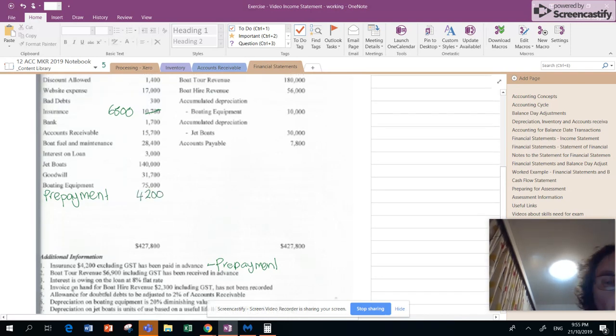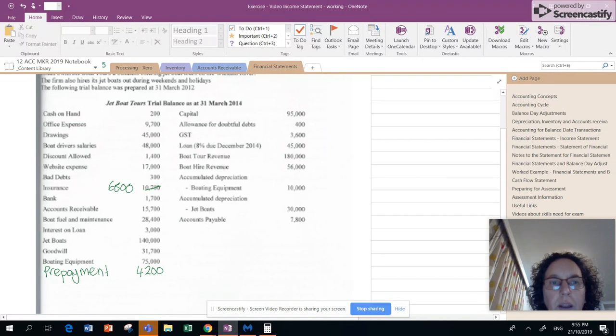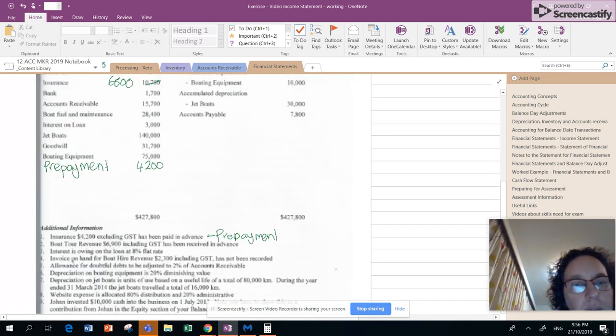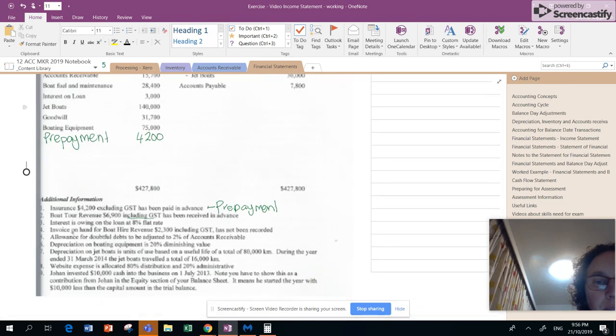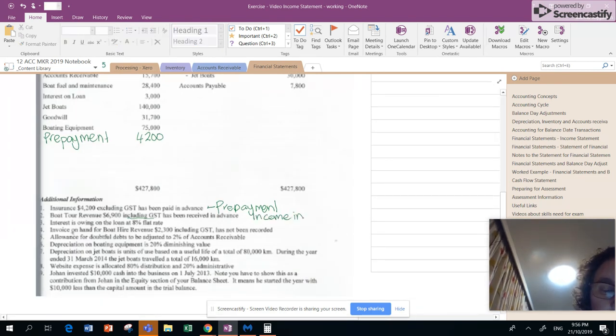So all our expenses are on the debit side of the trial balance, and all our income is on the credit side. Right, so the next one is boat tour revenue, $6,900, including GST. So we've got to take the GST out. It's been received in advance. Boat tour revenue is here on our right-hand side, so on our credit side, so we know it's income, and it's in advance, so we're going to call it income in advance. Now we're going to take out the GST.